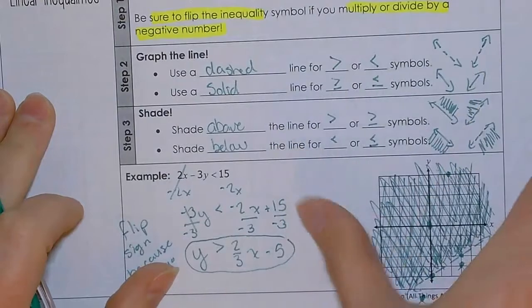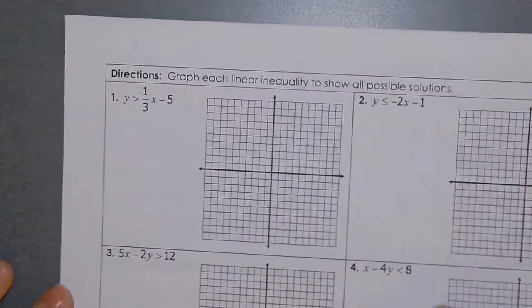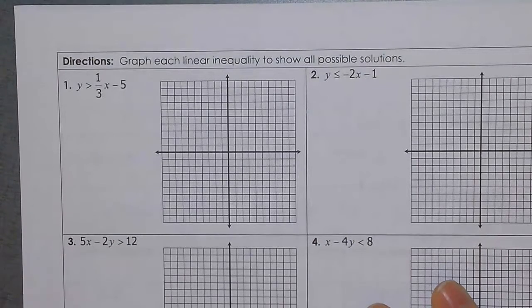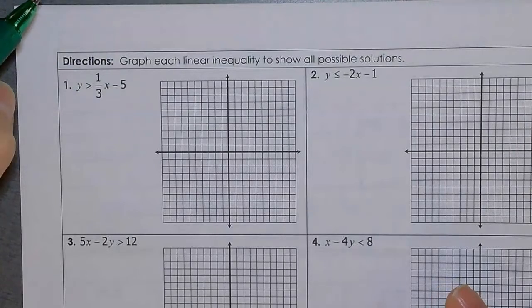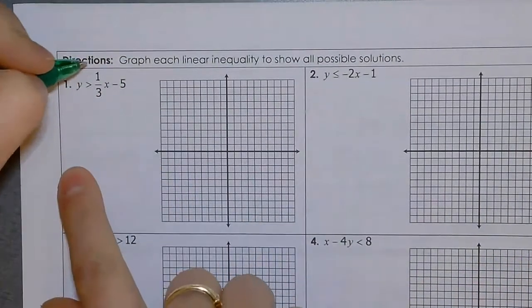Okay, let's do just a couple more, and then you can go work on practicing on Delta. So here we have y is greater than 1/3 x minus 5. This does not need to be solved because it's already in slope-intercept form.